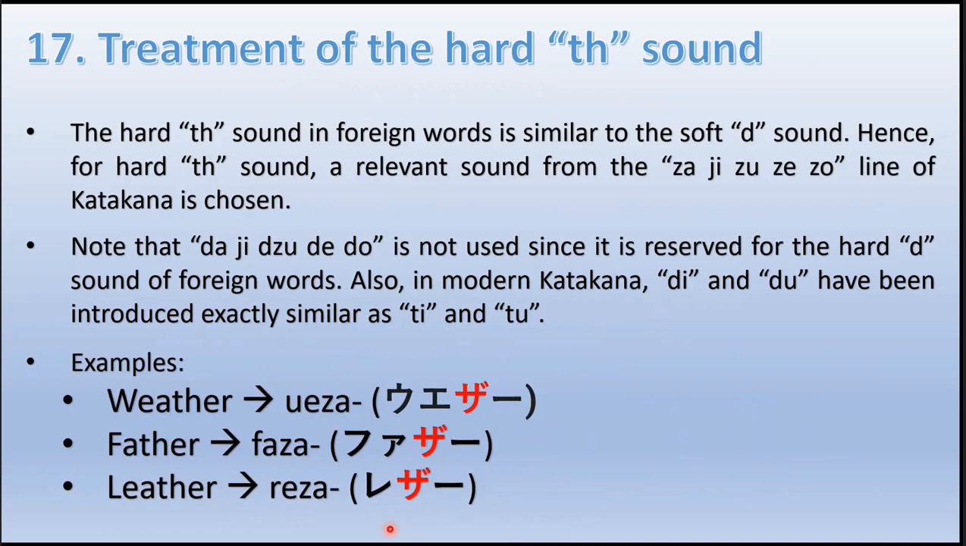So this is the traditional way of writing the hard TH sound in Japanese: ueza, faza, and reza for weather, father, and leather. This is the most common way of writing words that have this hard TH sound.